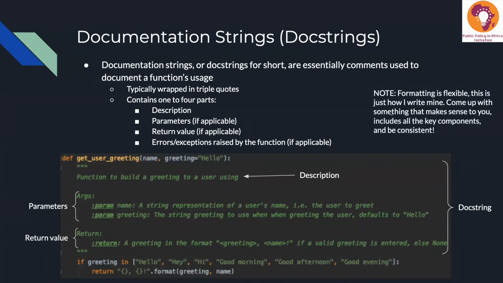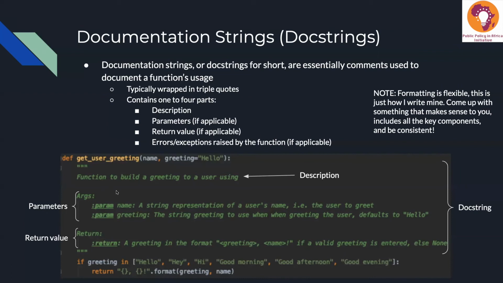All right, so again, just to repeat, formatting is flexible. This is just how I write my doc strings. Come up with something that makes sense to you, includes all the key components, and be consistent. So I always write my doc strings like this. I have my definition, my parameters, my return, and then a raises section if it raises any exceptions. I always just be consistent with how I'm writing the function with writing my doc string here. Yeah, you just don't want them to be different from function to function.